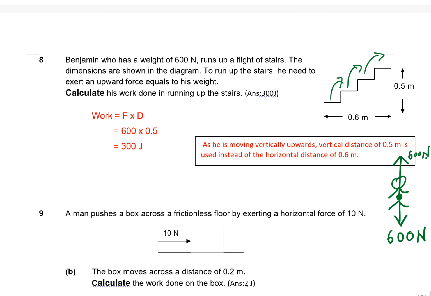So in this case, the force will be the weight of Benjamin, right? Because Benjamin's weight is 600. So to lift Benjamin upwards, you need 600 newtons. Then because it's going vertically up, when I multiply by distance, I'm going to take 0.5 as the distance because the force and the distance must be in the same direction. So this 0.6 is not needed in my calculation.